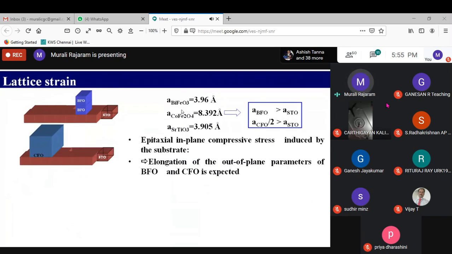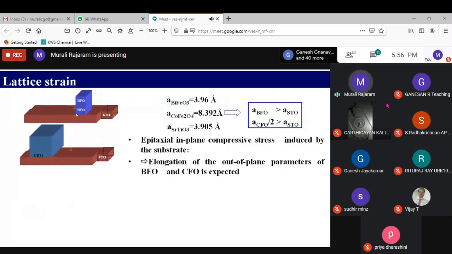This is the lattice parameter for bismuth ferrite, which is relaxed, the bulk lattice parameter is 3.96. If you take cobalt ferrite, the bulk lattice parameter is around 8.3, and this is the substrate lattice parameter, which is 3.5. So if you see, the lattice parameter of perovskite is larger than the lattice parameter of the substrate. So if this was grown epitaxially, there would be in-plane compression.